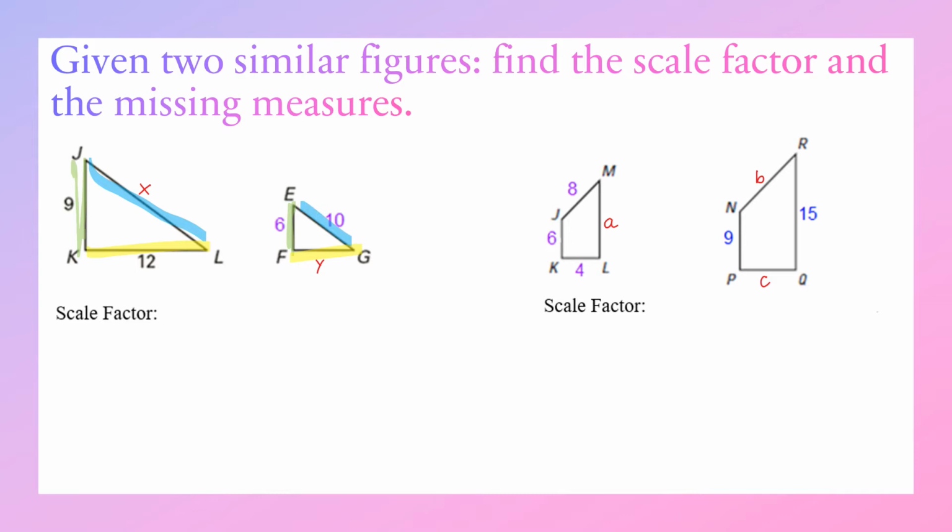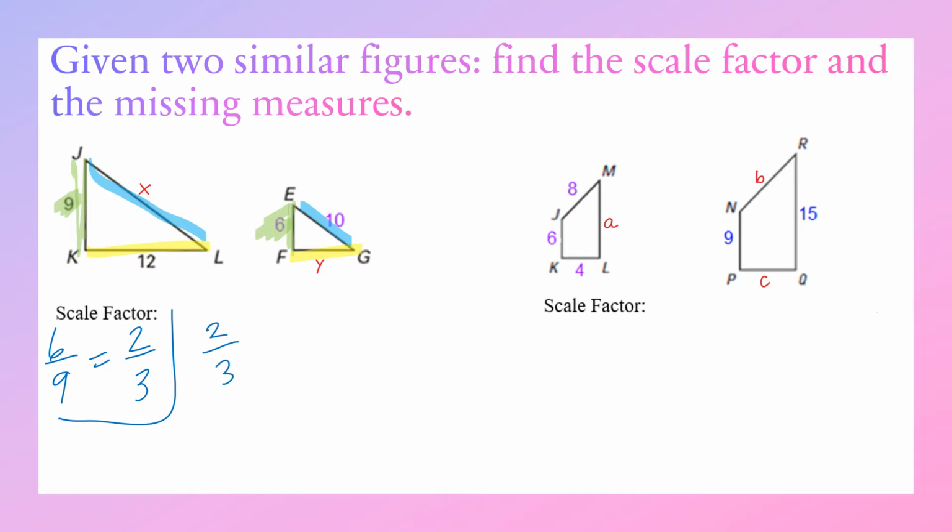So to find the scale factor, the only ones that have the 2 numbers there would be this and this. So I'm just going to use that as my scale factor. 6 over 9 can simplify down to 2 over 3 if I divide the top and the bottom by 3. So I'm going to use that scale factor to find the missing measures. And I need to set up a proportion. So I'm going to start with 2 over 3.